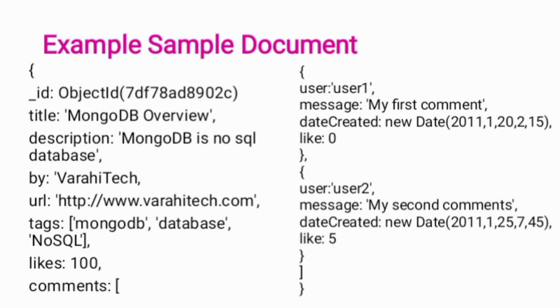User field, that is the username of the commenter. Next we have message, that is the content of the comment. Next we have date created, that represents the date and time when the comment was created. Next we have like, the number of likes the comment has received.